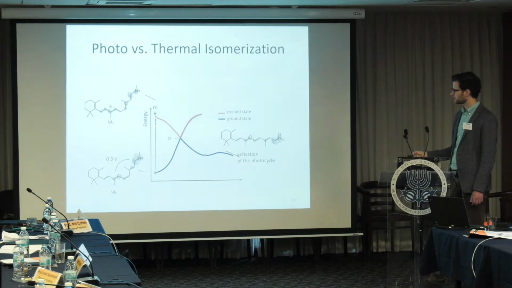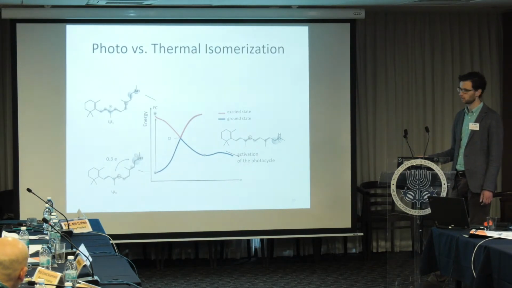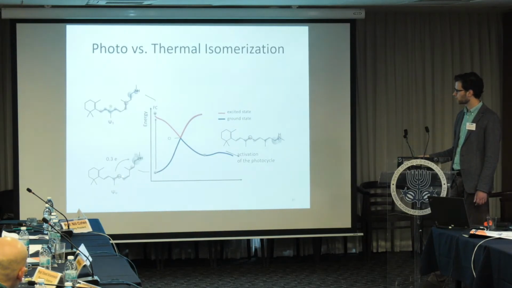Now, this excited state is characterized by a different charge distribution. You see here blue spheres and red spheres. Blue is positive, red is negative. When you excite the molecule, you see these spheres are changing, they are rearranging. So in the excited state, we have a different charge distribution.